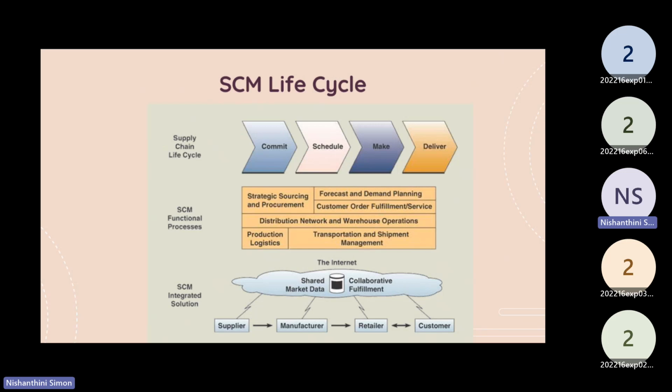In order to do that, different functions are there, even in the supply chain. And in order to carry on these different functional processes, we get the support of the supply chain management system. When it comes to procurement or purchasing, we have to do it in a strategic way.